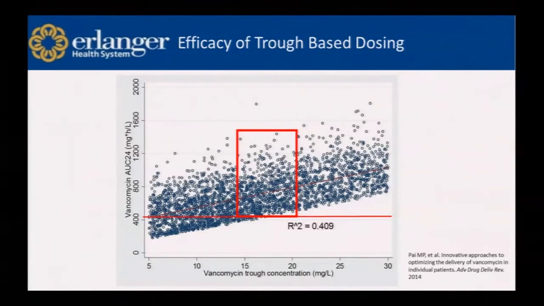Something else I'd like to point out about this graph is if you look to your left, even low troughs, less than 10, even less than 5, can still achieve an AUC of greater than 400. So there's a wide distribution of troughs that are associated with what we would consider a therapeutic AUC, which is why the new guidelines are favoring AUC to MIC monitoring.